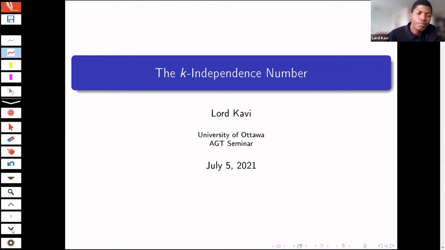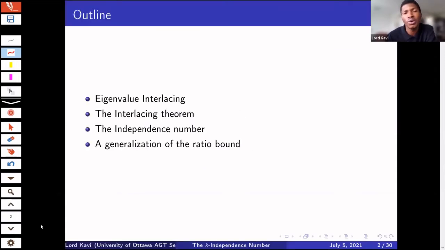So I'll quickly go through the main tool for this work, eigenvalue interlacing. And please pardon me if it's something trivial to you. I just have to fulfill all righteousness. And then I'll talk about the interlacing theorem and then the independence number and how it's generalized to the k-independence number. This work is heavily based on the work by Ida, Gabriel, and Mika.